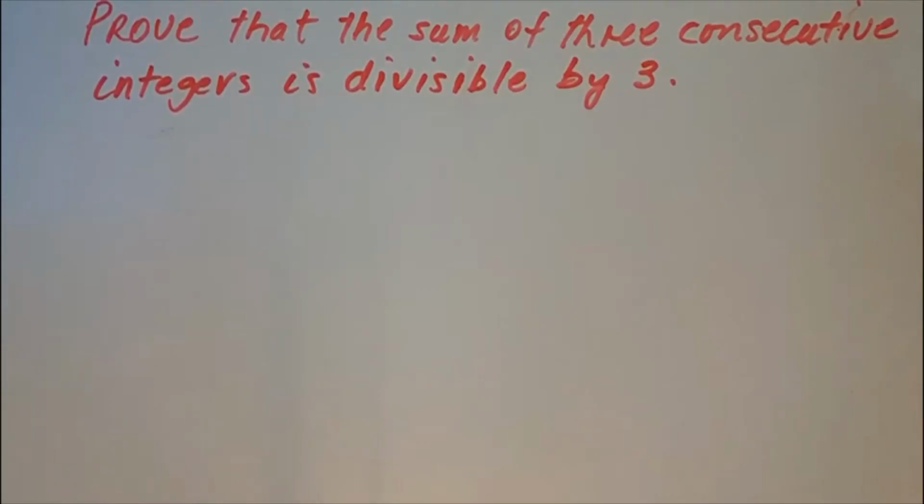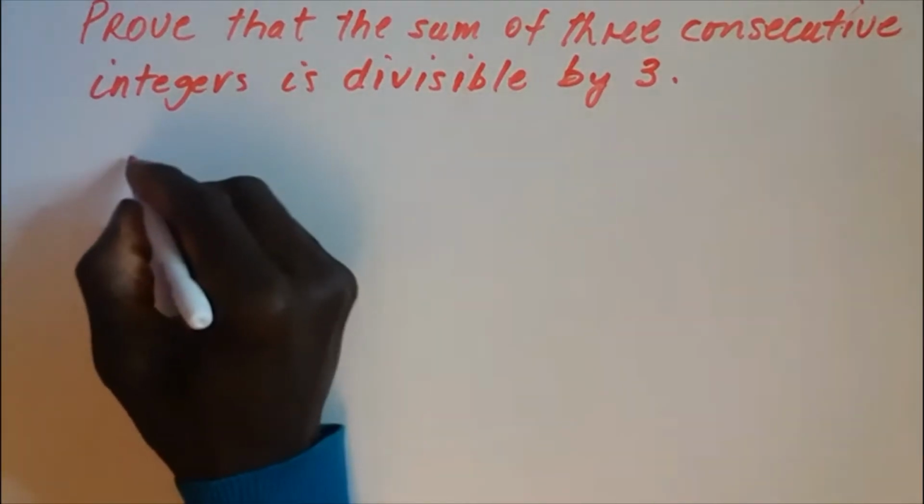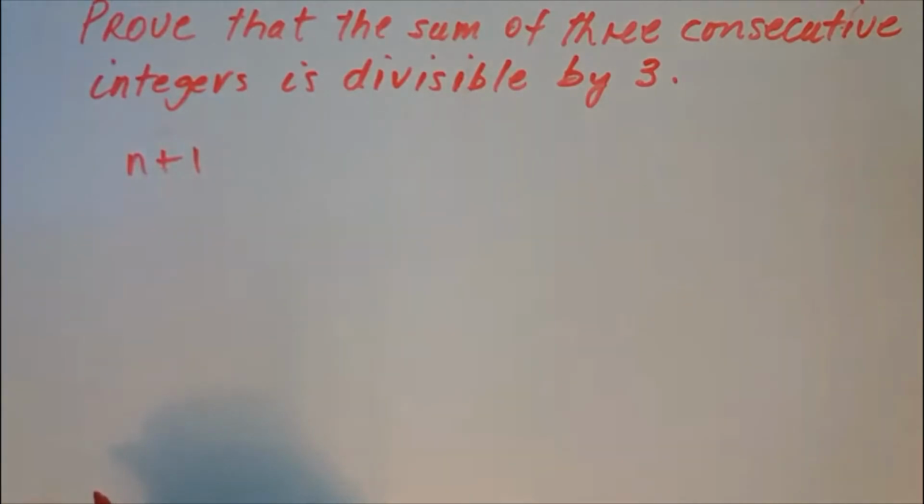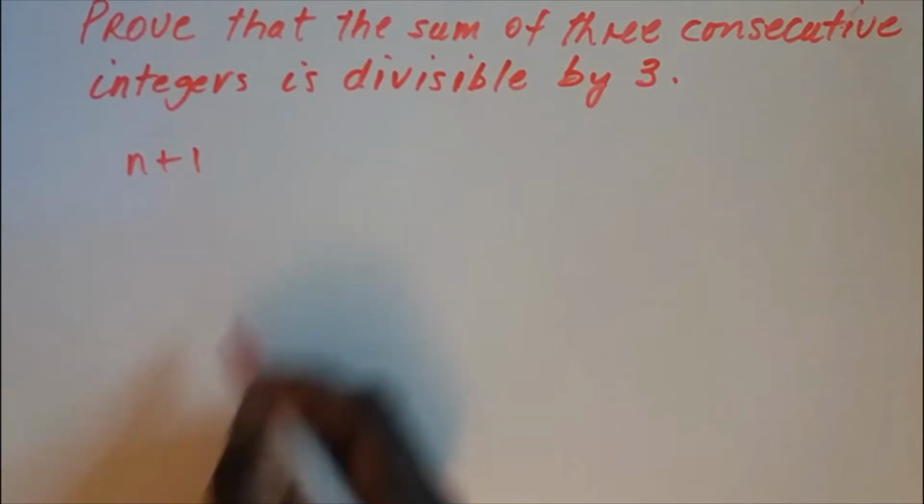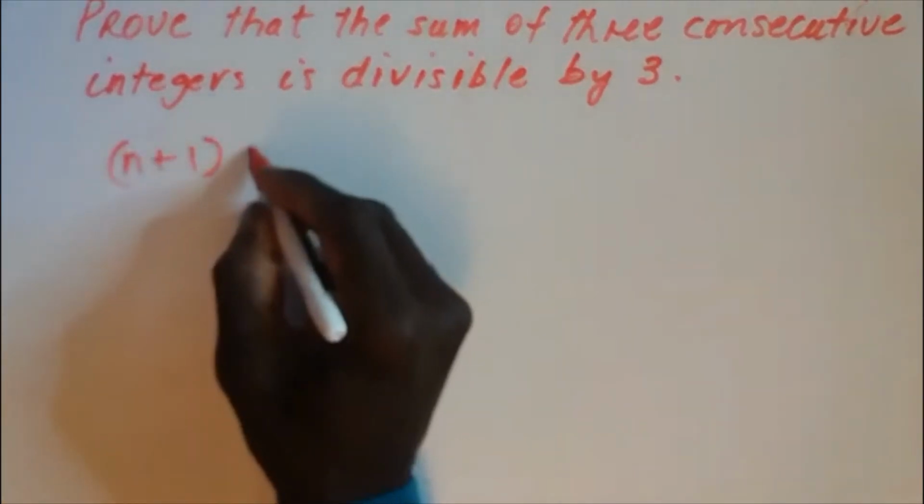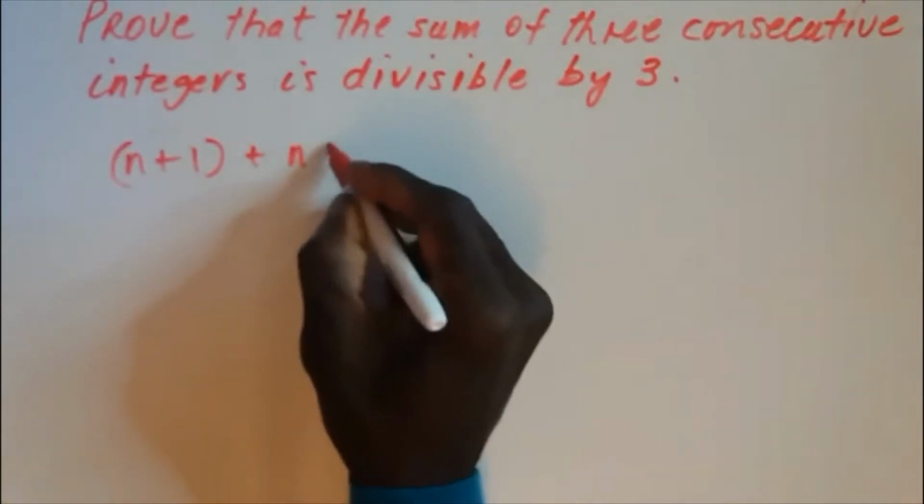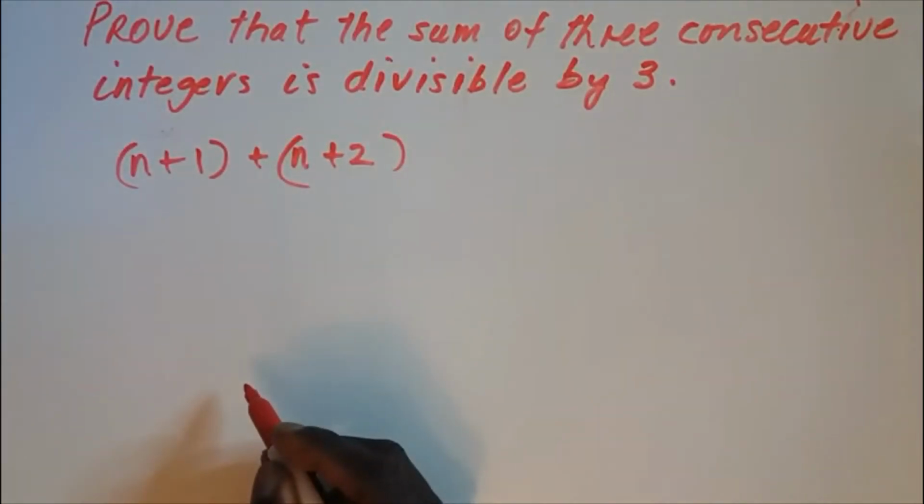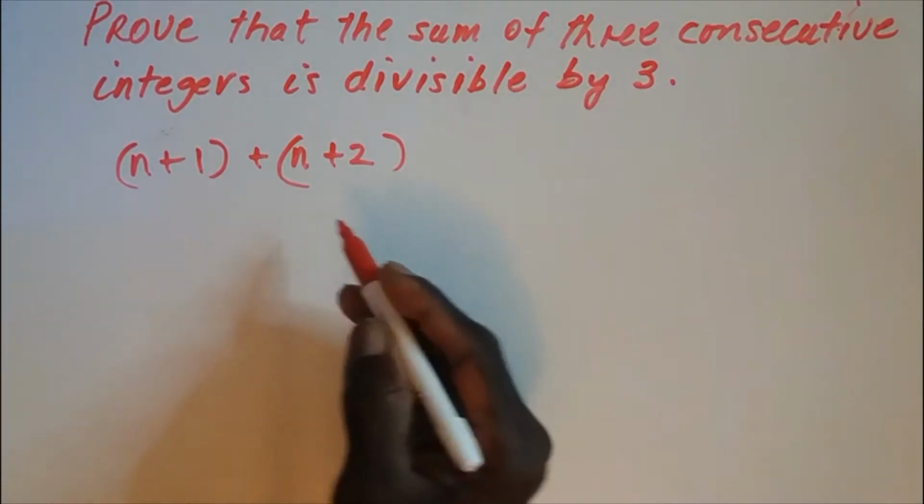Hello. Prove that the sum of three consecutive integers is divisible by 3. Well, let's use n add 1 to indicate one of these integers. Now if n is 1, then this will be 2. We could also use, for the next, n add 2. So in this case, if n is equal to 1, this will be equal to 3, and so on.